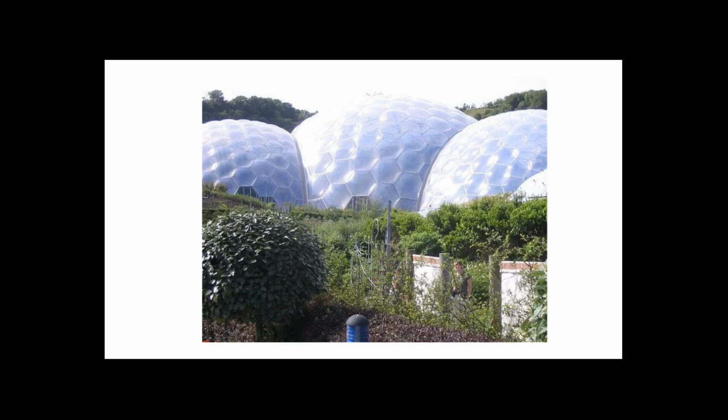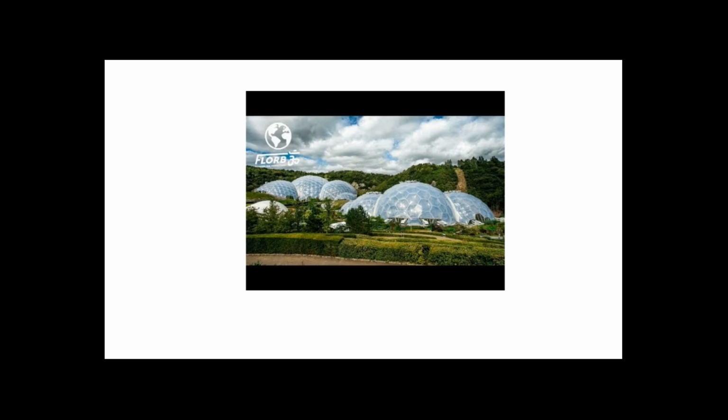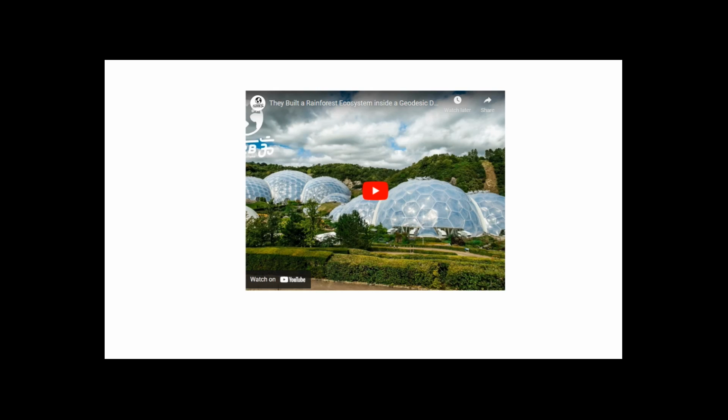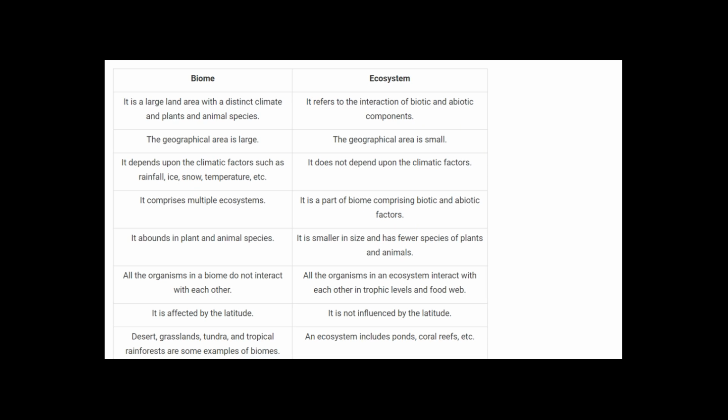You have this large number of dome-shaped spheres, and you have different habitats in each of the domes, ranging from dry desert conditions to tropical rainforests. That's the YouTube presentation. It's worthwhile watching it. And this looks at the difference between a biome and an ecosystem.